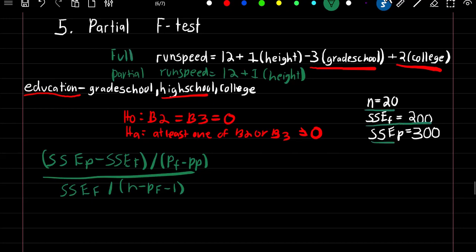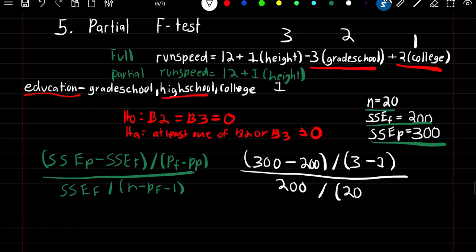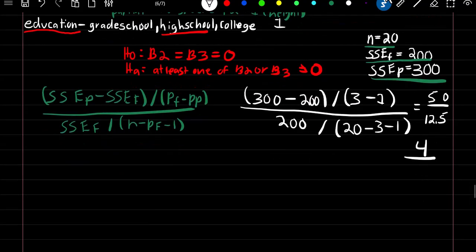So we're given our n value, we're given the sum of squared errors of our full model and our partial model. So now we just have to plug in. The sum of squared errors of our partial model minus our full, divided by the predictors of our full model. So we can see here it's 1, 2, 3. And then minus the number of predictors of our partial model, it's just 1. Then over the sum of squared errors of our full model, over n, just 20, minus the predictors of our full model, which is 3, and then minus 1. So we can plug in, and we're going to end up with 50 over 12.5, and we're going to get a value of 4. So just like with our F-test, higher values mean more likely to be statistically significant.